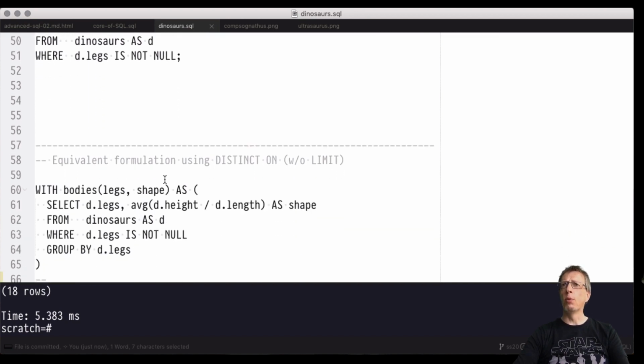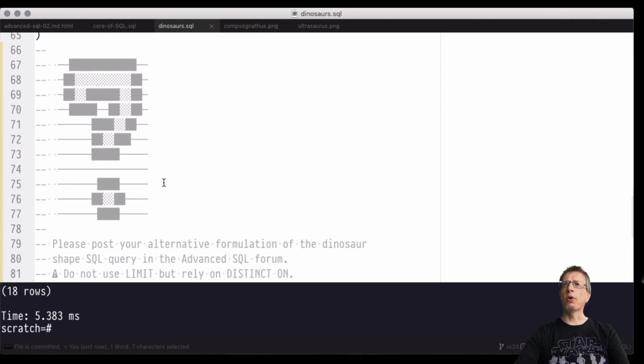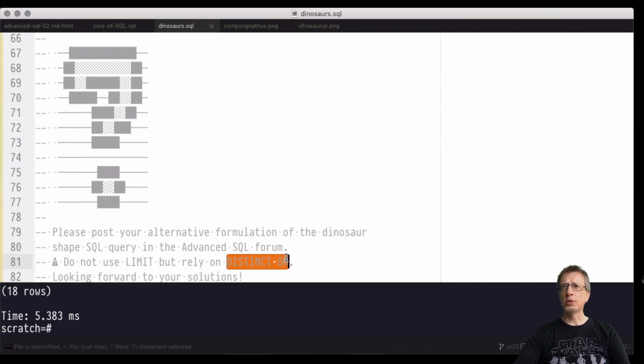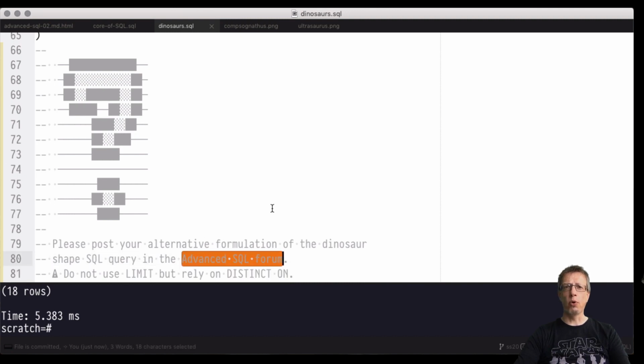So we would just leave the bodies query in place here. This is a nice piece that you can build on, but the rest of the query, the top level query of this common table expression, I would like to replace with a distinct on formulation. So let's see. Okay. All right. Now I recall. So I would love you to formulate this alternative query of the dinosaur shape query that would deliver the same result as our limit 1 formulation above, but that would rely on the distinct on clause instead of limit. So no limit, please, in your alternative formulation. And I'm looking forward to your solution that you are posting to the Advanced SQL forum.